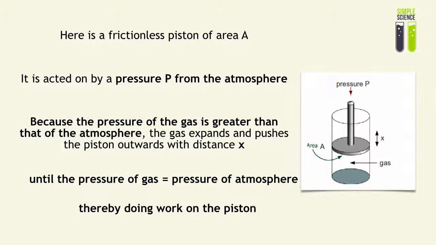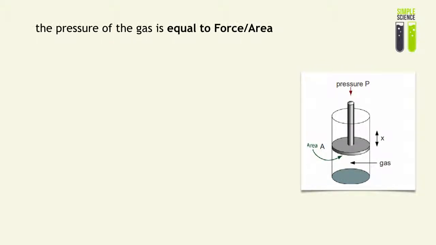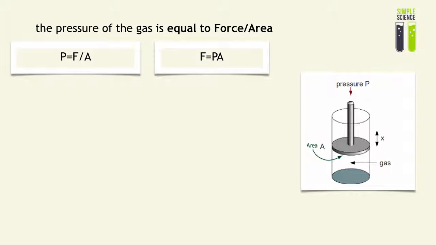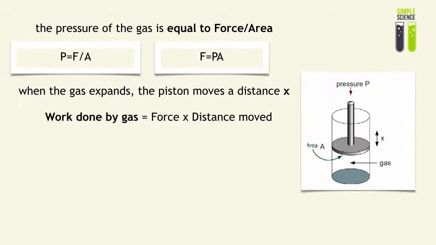Okay? Now we know that the pressure of the gas inside the piston is equal to force over area, the force which it exerts on the piston divided by the area on which it exerts. We know of that formula. We can then arrange it to give force is equal to pressure times area. Now we know that when a gas expands, the piston moves a distance x. Now the work done by a gas is equal to the force times distance moved.